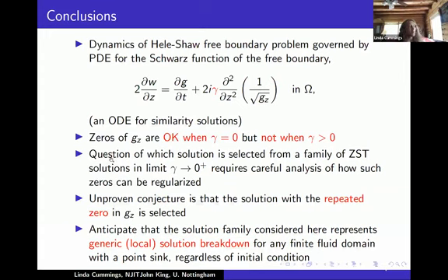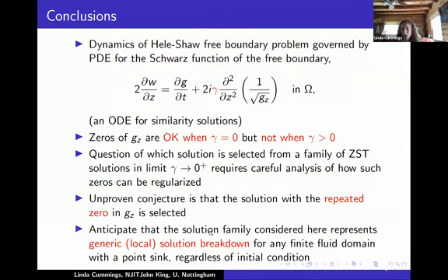So we believe that the question of which solution is selected from a family of 0 surface tension solutions in the limit as surface tension goes to 0 from above is going to rely on a careful analysis of how these zeros of dg by dz can be regularized. Our unproven conjecture is that it's the solution with the repeated 0 in dg by dz that is selected in that limit, and that this should be a fairly general result, because this partial differential equation holds not only for the problem that I showed you, but much more generally for all Hele-Shaw free boundary problems.